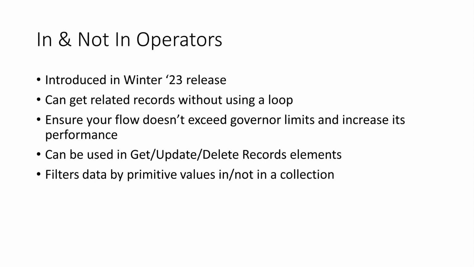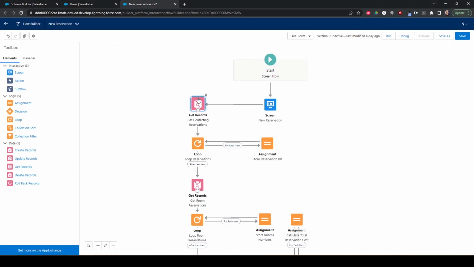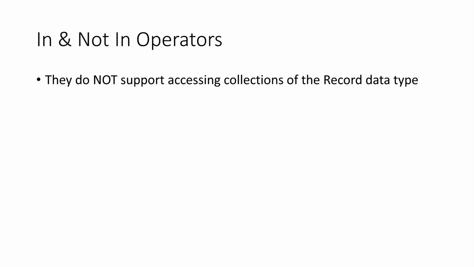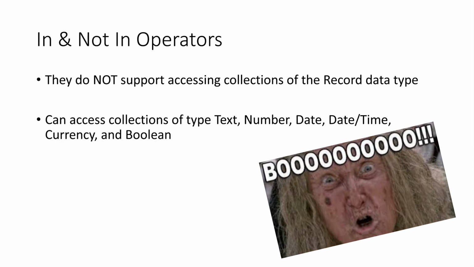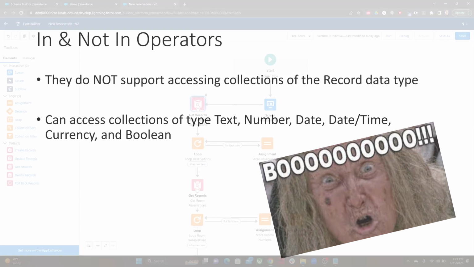Now, using these, it's possible to filter data according to a value in or not in a collection. So that means before using these, you should have a collection that stores the values. Now we will have one with our motel reservations, thanks to our first get records element. However, there's one big limitation with in and not in. Currently, they do not support collections of the record data type. Bummer. They can access collections of type text, number, date, date time, currency, and Boolean, just not records.